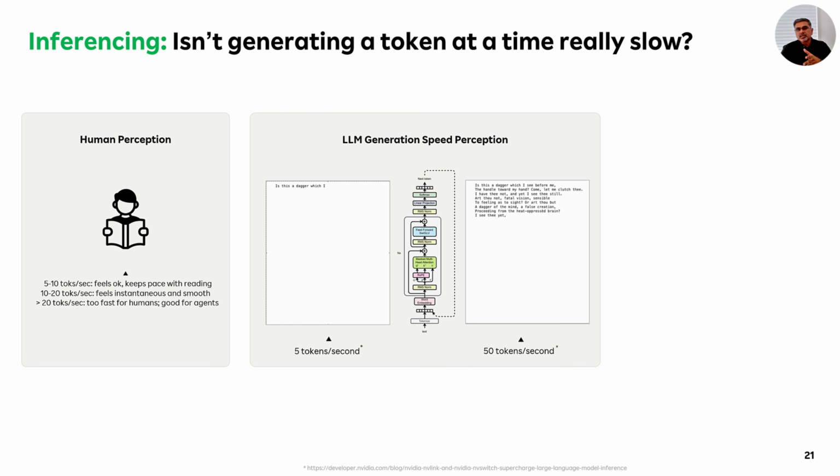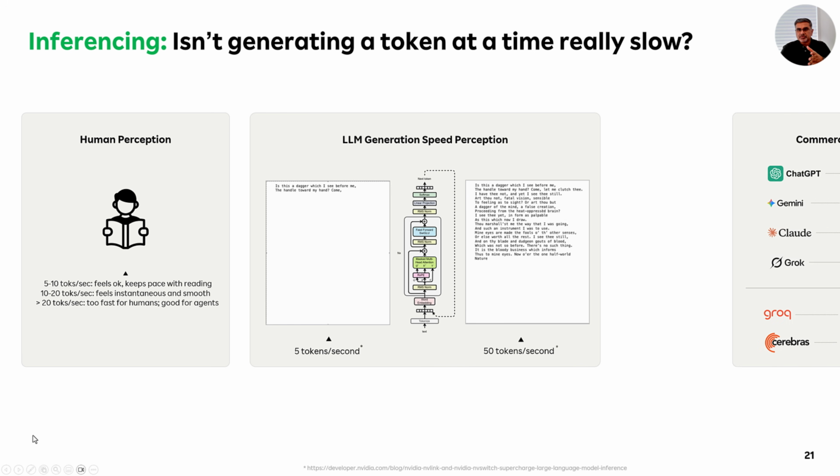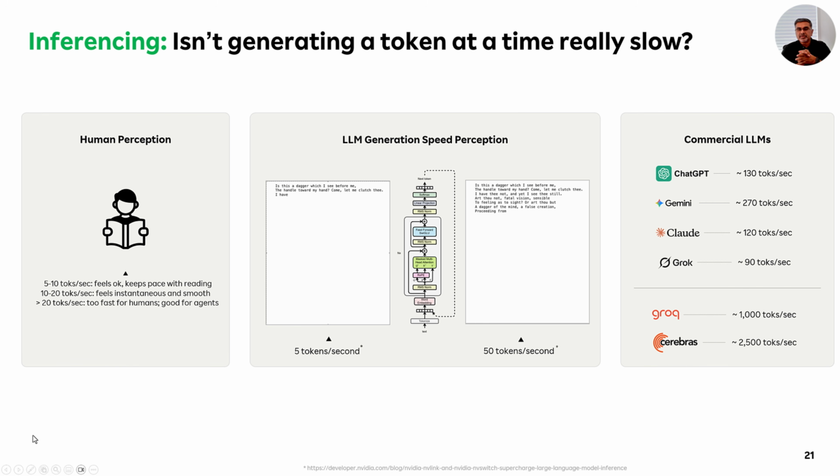If you look at what the commercial grade large language models do, for example, ChatGPT generates at around 130 tokens per second, Gemini at 270 tokens per second. So most of these commercial grade LLMs generate in the range of 100 to 200 tokens per second. Now, even at 50 tokens per second, humans cannot catch up, right? So why do you really need something that generates that fast?